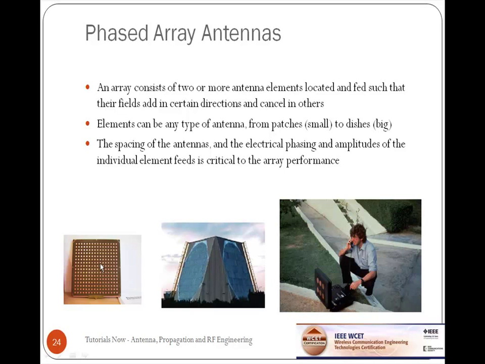The elements of the phase array can be any type of antenna, from patches, as shown here, to very big dishes like in the astronomy applications. The spacing of the antennas and the electrical phasing and amplitude for the individual element feed is critical to the array performance. Example shown here of the Cobra Dane anti-missile radar. And this is a phase array that is used for the Inmarsat commercial satellite.